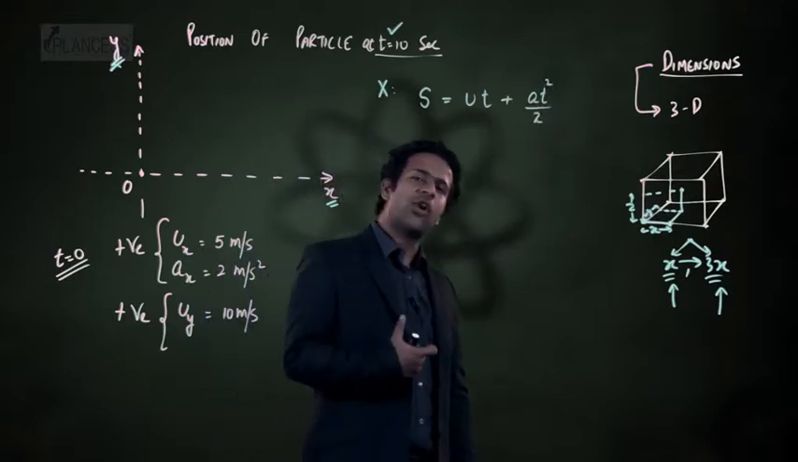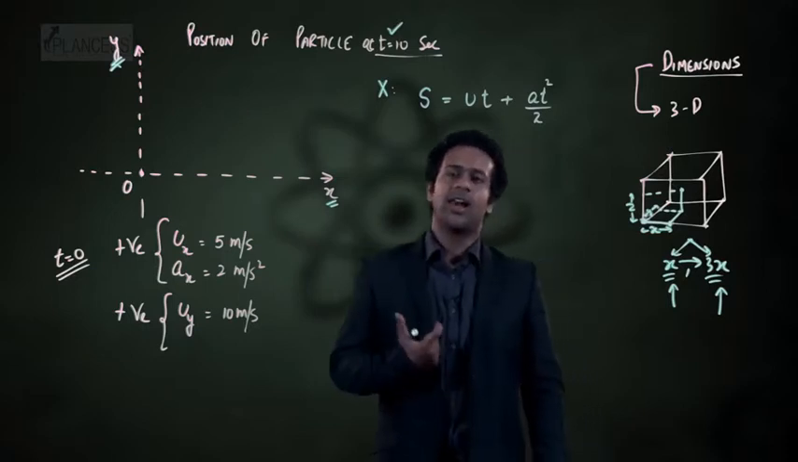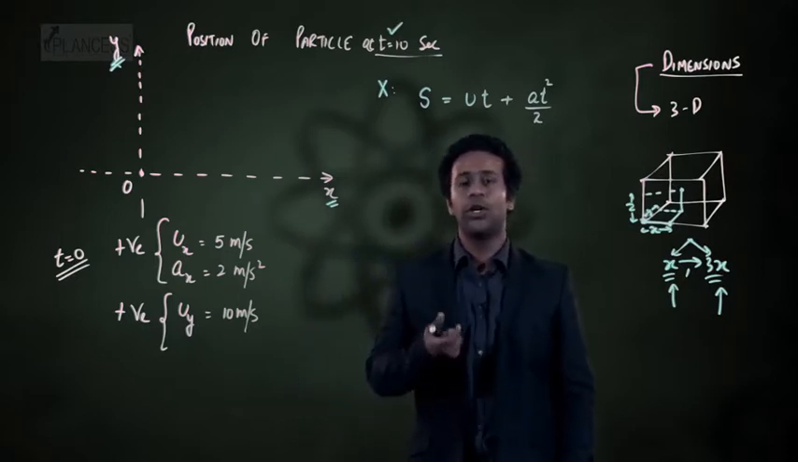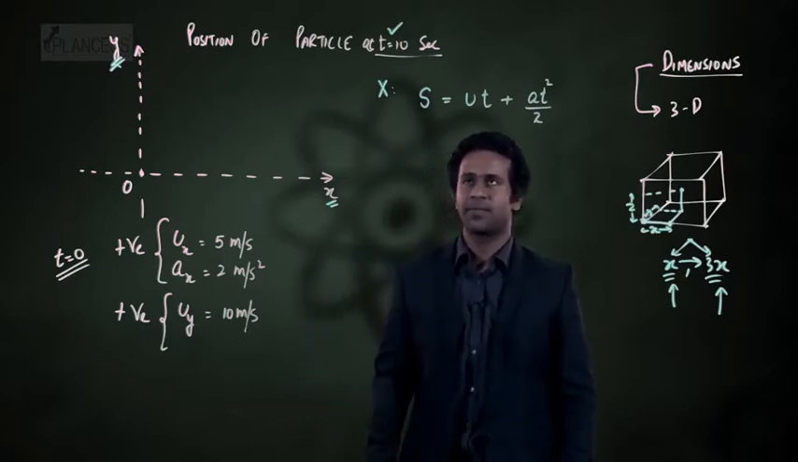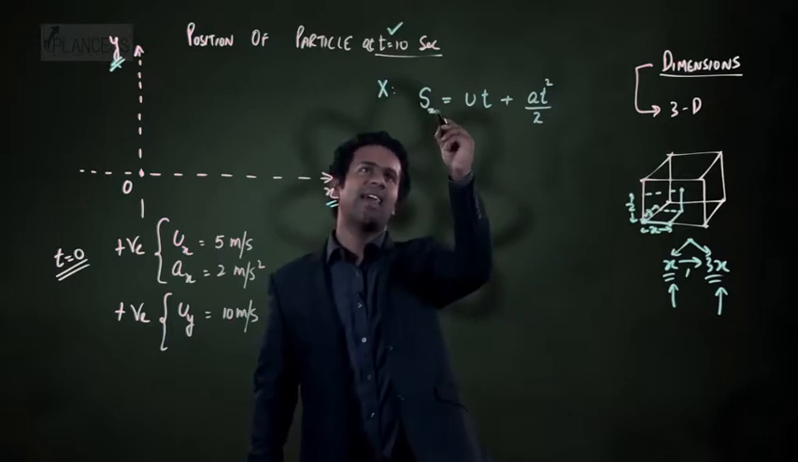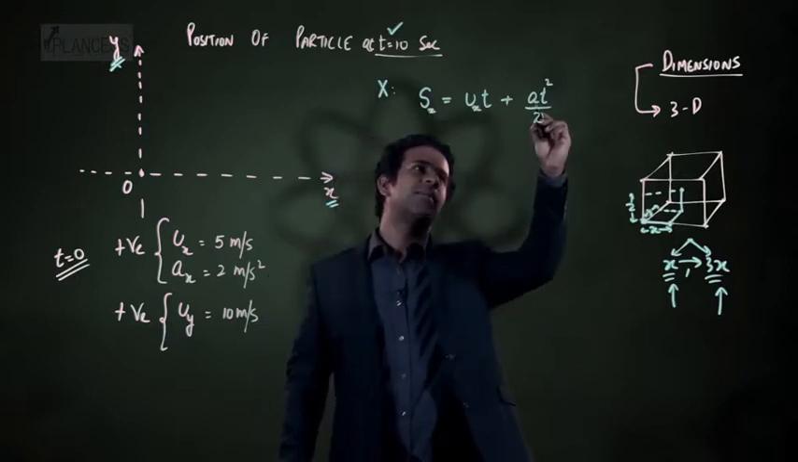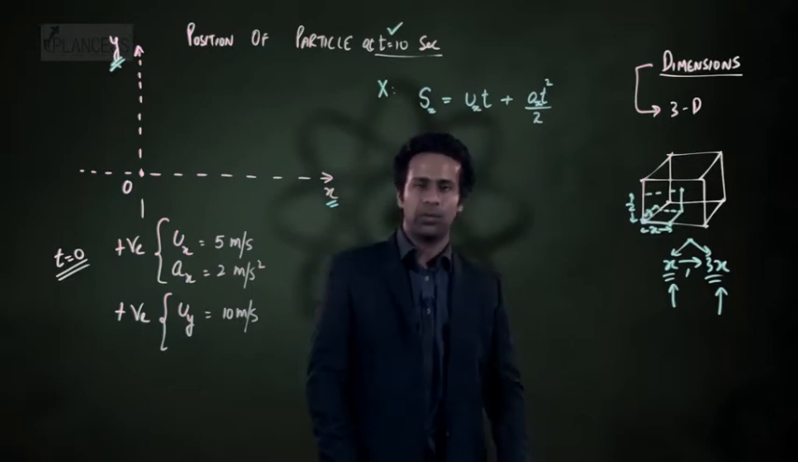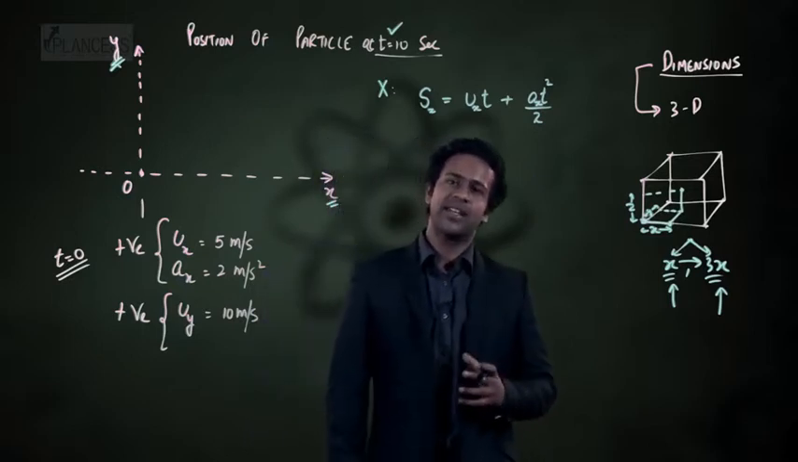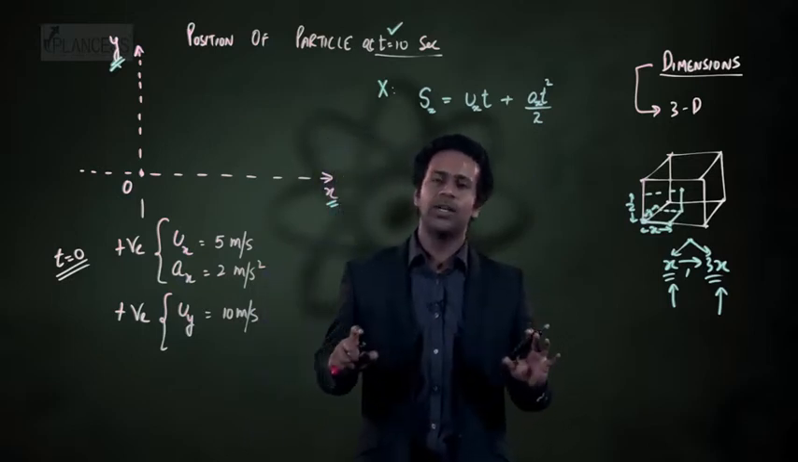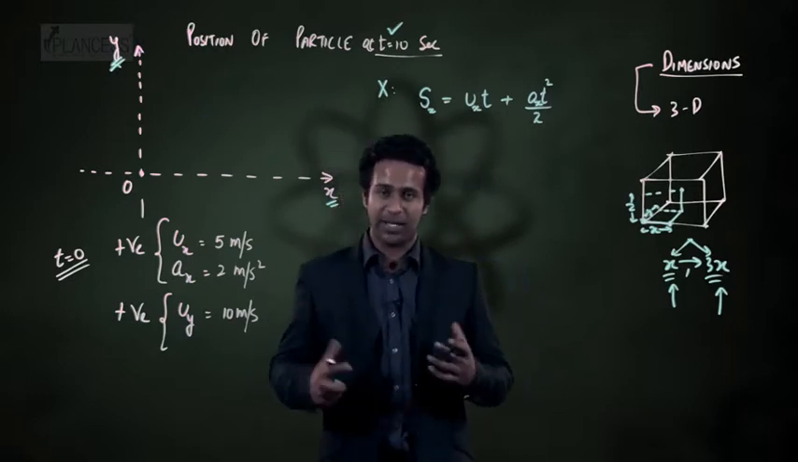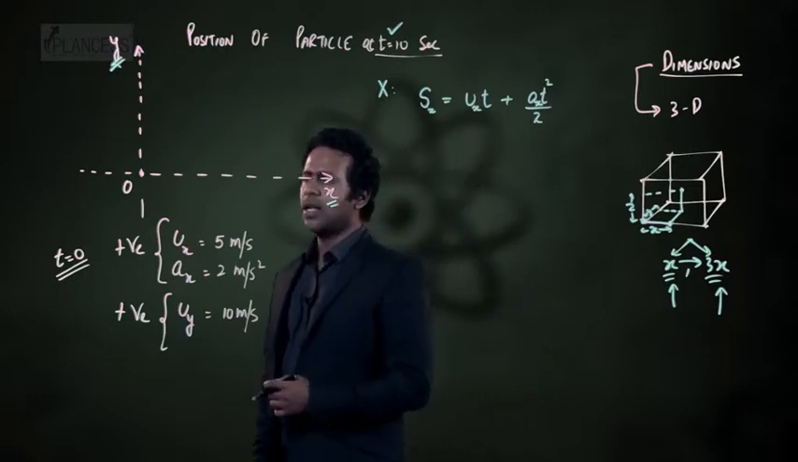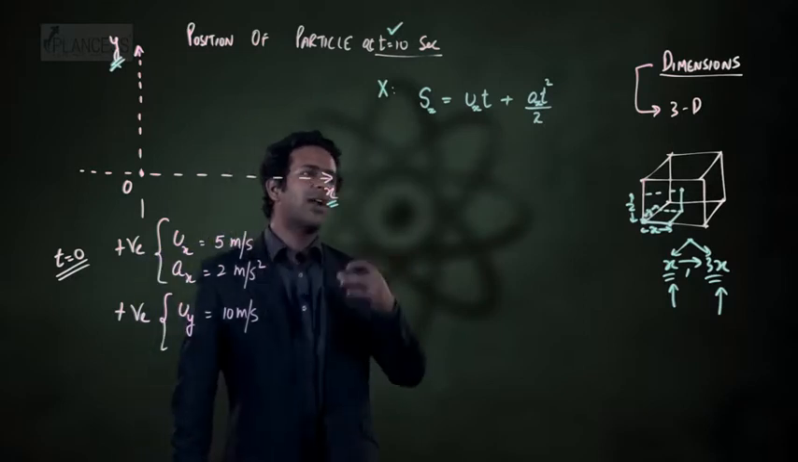So since we are solving this along x, let's write some subscripts to denote that we are talking about x. So I will write s_x is equal to u_x t plus a_x t squared by 2. This subscript x is there only to denote that we are talking about the x dimension. Right. So now let's substitute values.